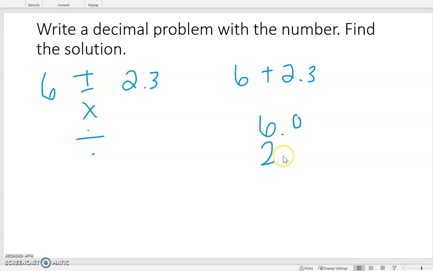When we add and subtract decimals, we want to make sure our decimal point is lined up. So here and here. And the solution is 8.3. So your answer does not have to be this number. You're just going to calculate what your number is with some form of decimal.